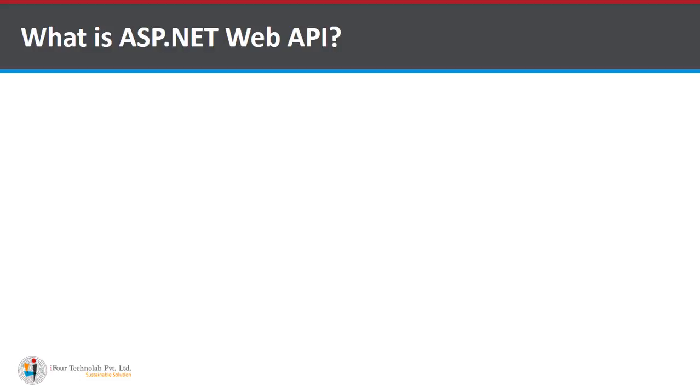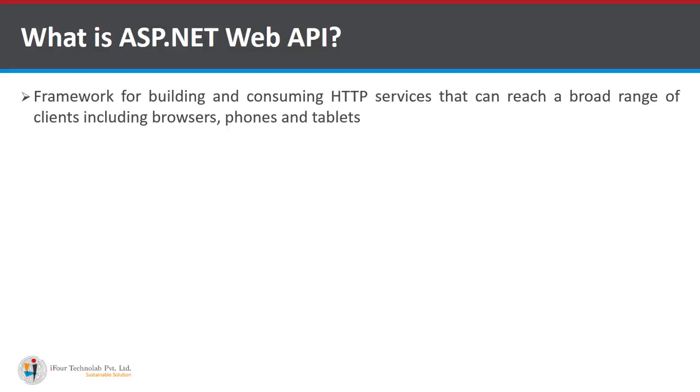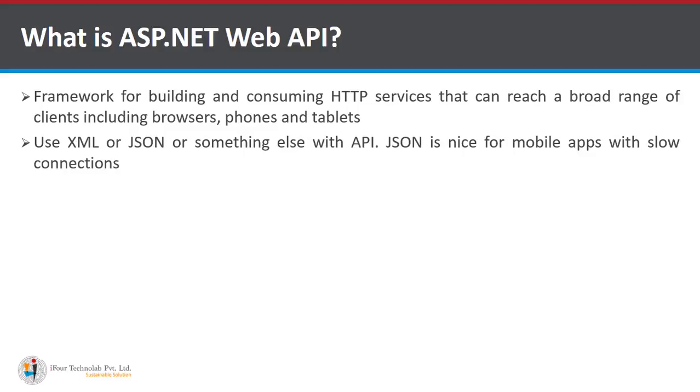Now the question arises: what is Web API? So let's have a look. Web API is an HTTP service that can be consumed by a broad range of clients including browsers, mobiles, iPhones and tablets. Web API responds generally in XML or JSON.